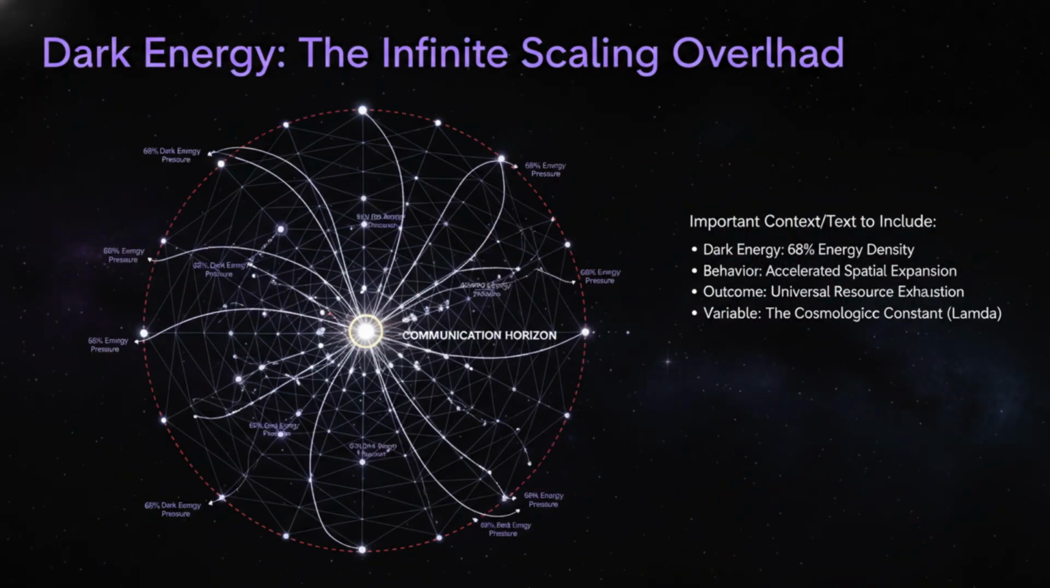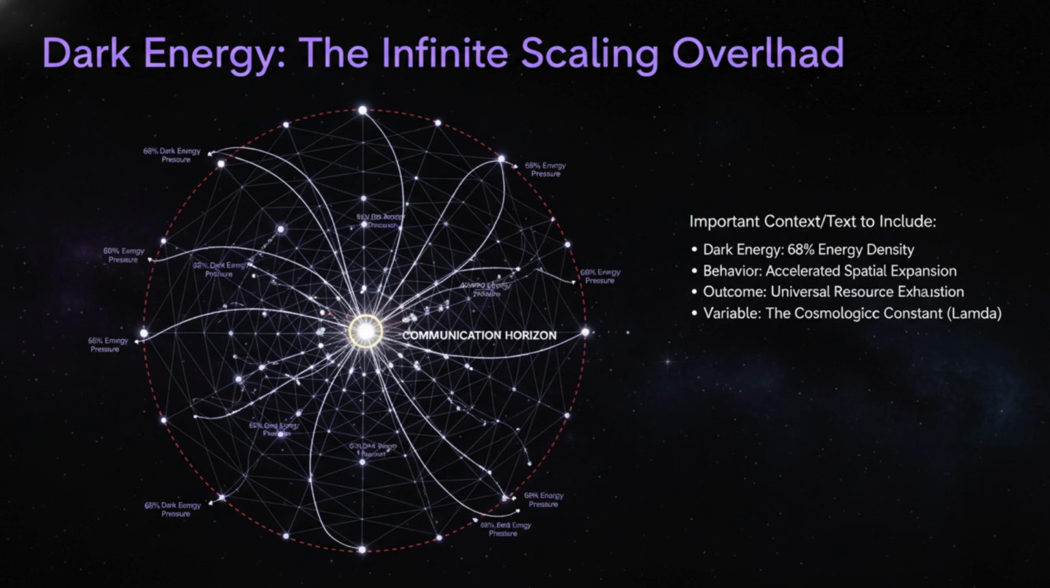If dark matter is the glue, dark energy is the expansion pressure. It accounts for a staggering 68% of the universe's total energy density. From an infrastructure perspective, this is a runaway scaling process. Instead of the system reaching a steady state, the space between nodes is expanding at an accelerating rate. This is like a cloud provider charging you for more storage space, even when you aren't adding data.